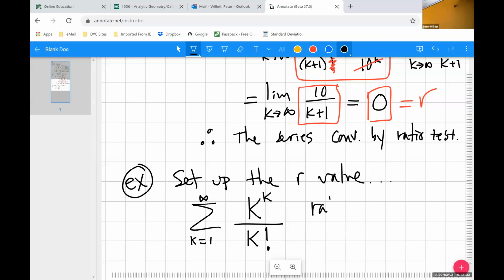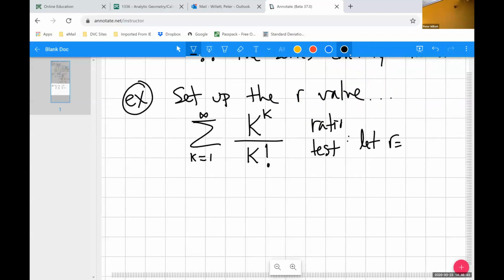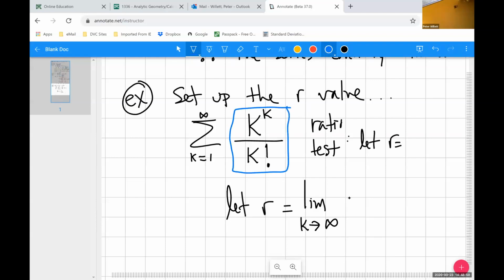So for the ratio test, we let R equal, actually I'm going to run out of space there. I'm going to let R equal the limit as k goes to infinity. So basically, as I was saying before, if your terms are a ratio, then for the ratio test, you're going to have a fraction of fractions. And so it's probably better to take the fraction on the bottom and flip it.